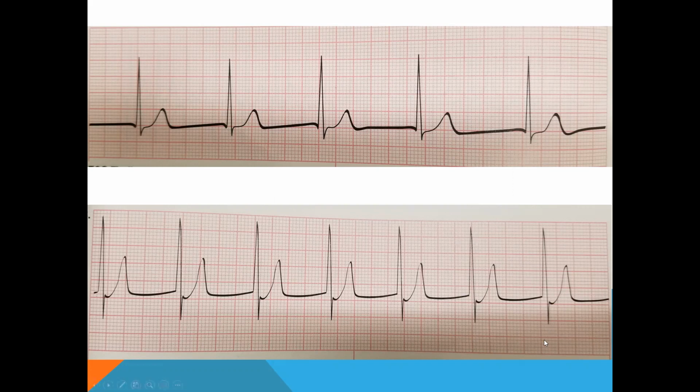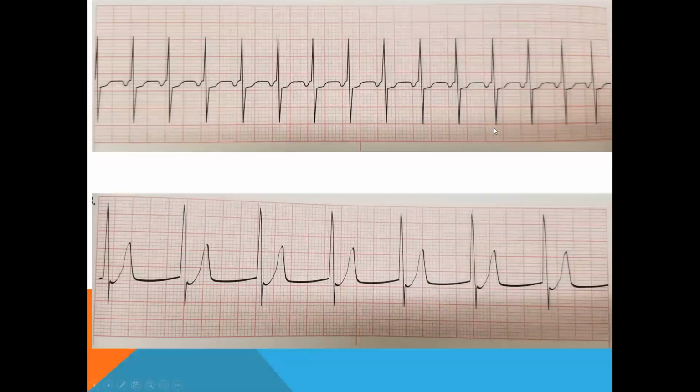Okay, look at the one at the bottom. It's a 6-second strip. Very good. So that's a junctional rhythm, but we say accelerated junctional rhythm because the rhythm's a little bit faster than what the AV node would do on its own.